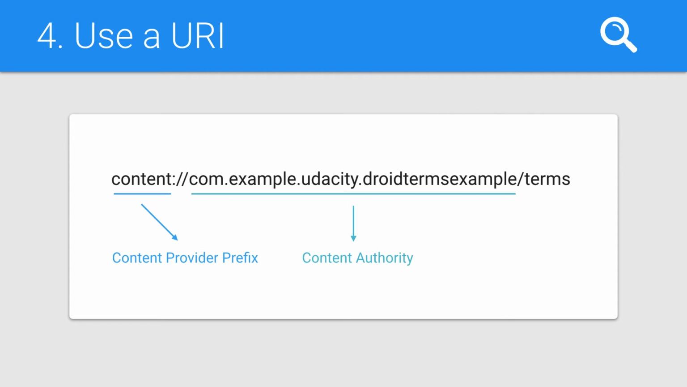After the content:// and the content authority is a string that identifies exactly what data in the content provider that you're interested in accessing. The structure of this string, known as the path, will be specific to the content provider. And in our case, what we're trying to do is access all of the terms which are stored in the content provider. So that's what's appended here. So within the URI is the following information. It says, I'm a URI for content providers on Android, and I'm accessing this specific DroidTermsExample provider, and I'm only interested in the list of terms stored in DroidTermsExample data.